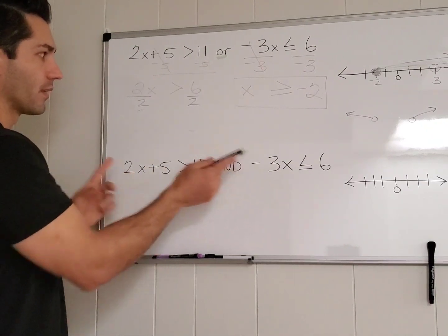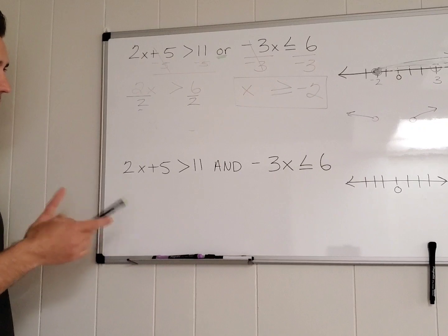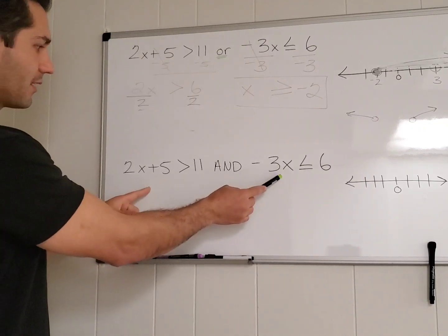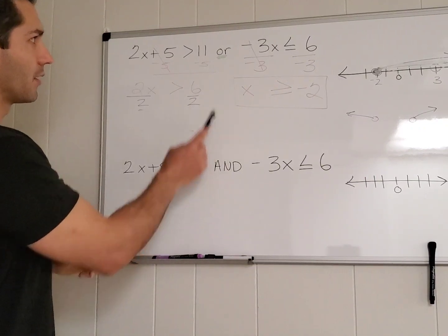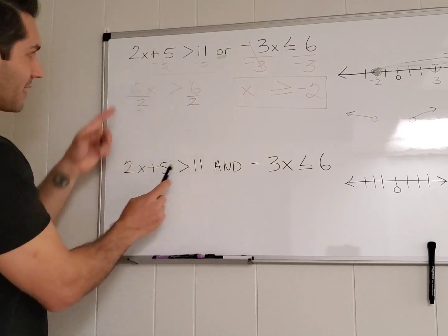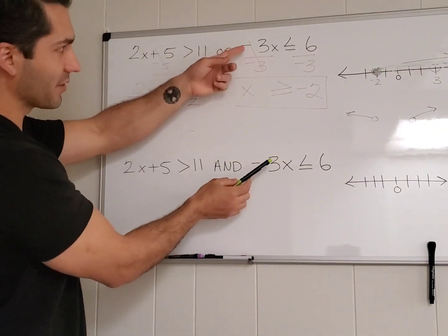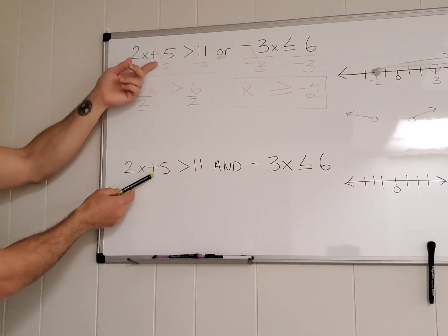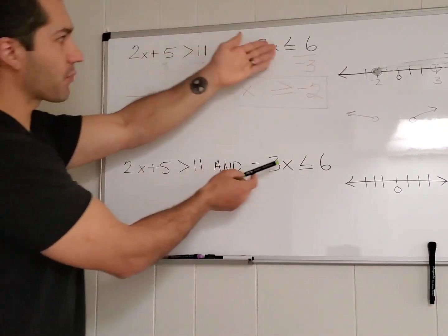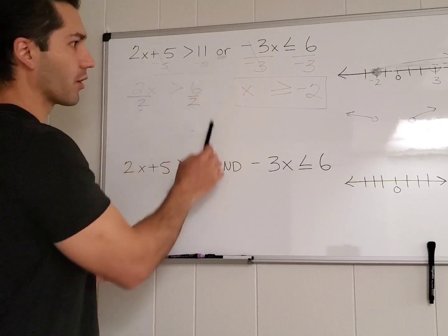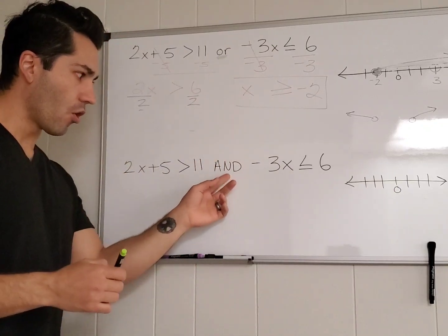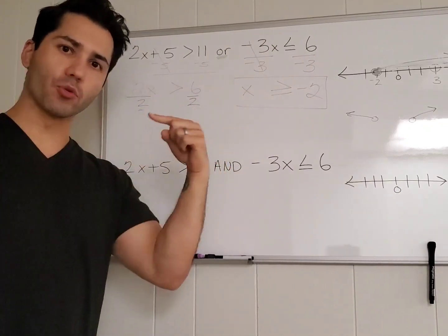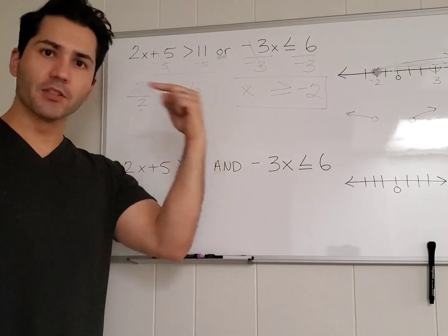Now this one's a little different. If you look at this one, this is an AND statement. This was an OR, this was an AND. It's the same work though. It's still the -3 less than or equal to 6. It's still 2x plus 5, 11. It's the same problem. All I did was switch the OR and AND. And once again, when I want an AND statement, I want them to go towards each other. I expect them to go at each other.